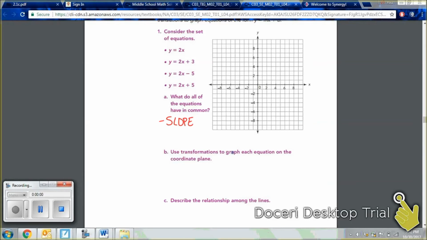Now remember, we've talked about that I prefer you to write slope as a fraction. So the next thing I'd like for you to do is change all of these 2's to a fraction. So all of these 2's here need to be changed into a fraction. Okay, so I'll give you a second to do that.